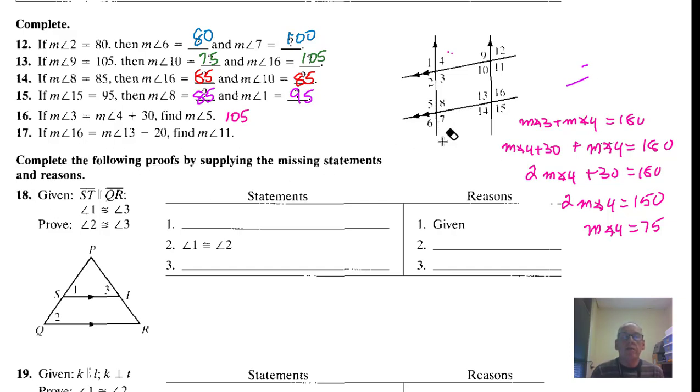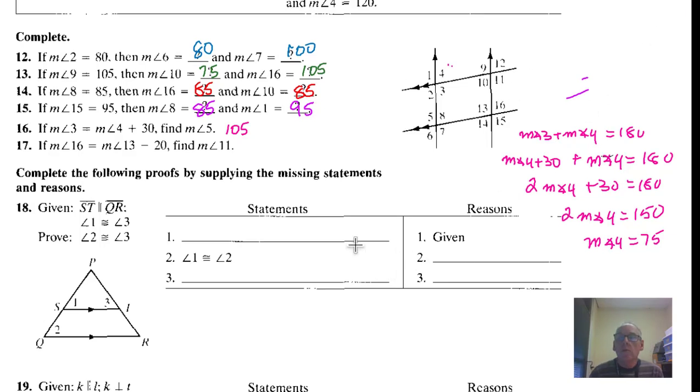If 16 is 13 minus 20, so if 16 is 13 minus 20, okay, again, these two are a linear pair. They want us to find the measure of angle 11. Okay, let's look at this next one. So measure of 16 is 13 minus 20. The 16 and 13 together make 180. So this is kind of the same type problem.